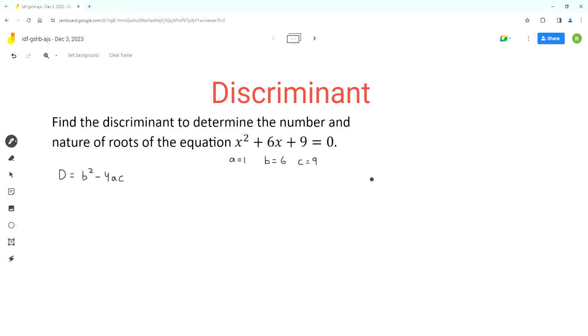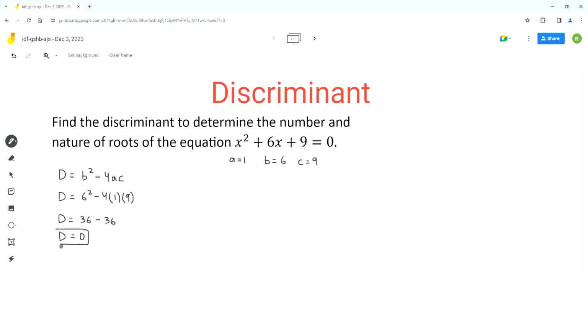Now we have to use these values in our discriminant formula to calculate the discriminant value. So b is 6, so 6 squared minus 4 times a is 1 times c, which is 9. We can use order of operations to evaluate this expression. So 6 squared is 36. And now we can do the multiplication in this term. So 4 times 1 is 4 and 4 times 9 is 36. The discriminant value is equal to 0.